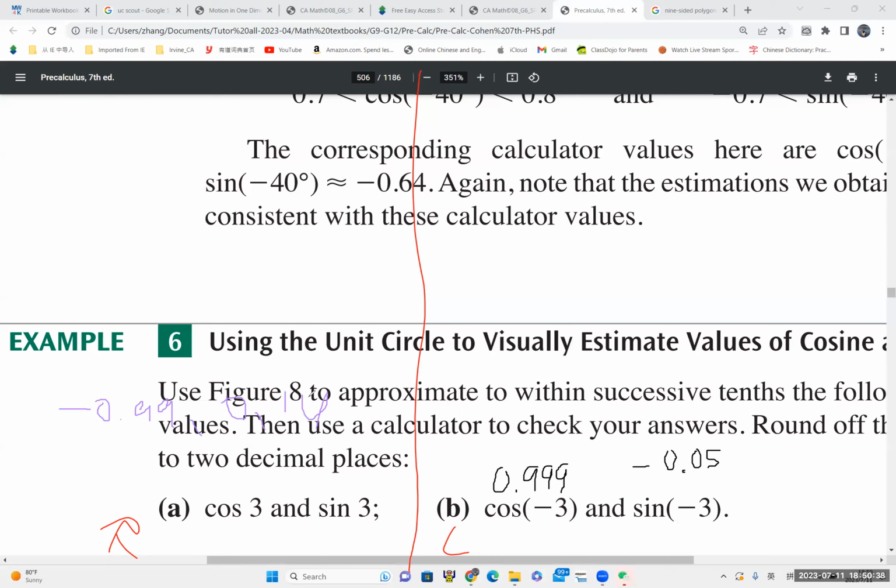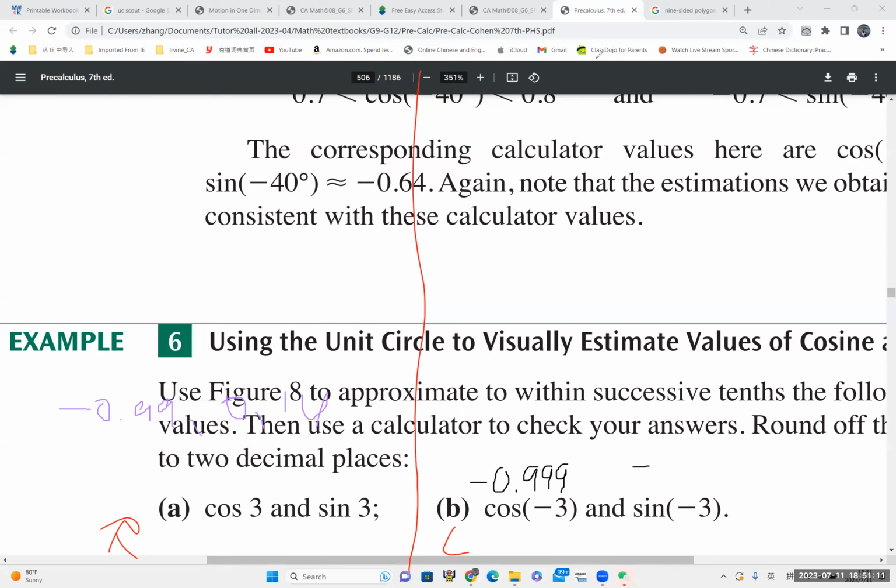Wait, do I have to be in radian mode? I think I do. Say it again. Leo, what's your question? I have to be in radian mode for this, right? This means radians. When -3 means -3 radians instead of -3 degrees. Is this your question? Yeah.